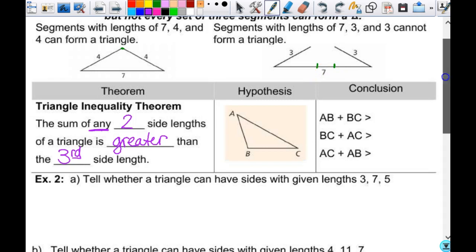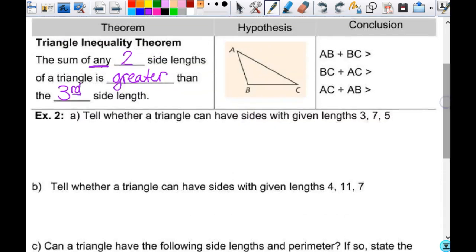All right. So let's look at this. This means that here, the length of AB plus the length of BC has to be greater than the length of AC. And the length of BC plus the length of AC has to be greater than the length of AB. Length of AC plus the length of AB has to be greater than BC. Okay? So you take any 2 sides, all 3 sets have to work. Okay? We okay with that?